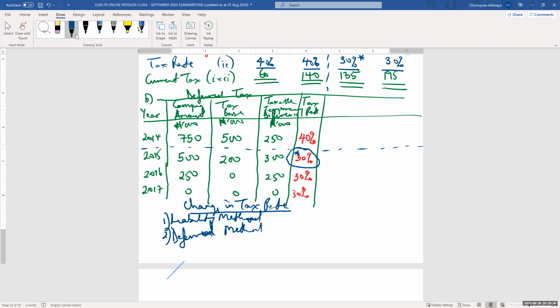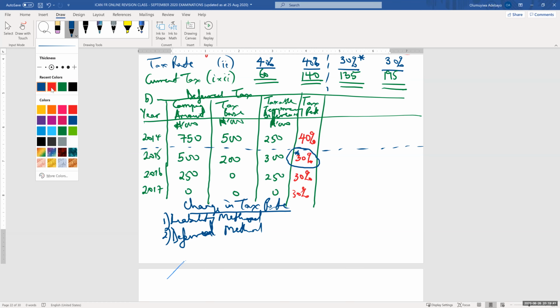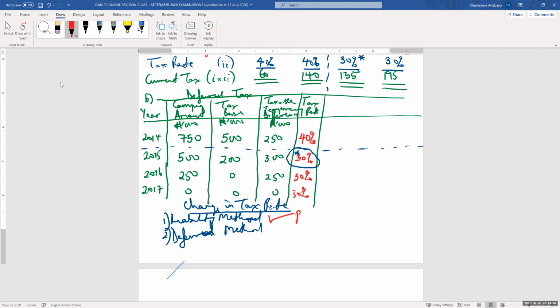But in line with the provision of IAS 12, only the liability method is permitted, while the deferral method is not permitted. It's not allowed. Okay, which means you must take note of that. The liability method is what we use. And what does the liability method say? It says you have to capture the effect of changes in tax rates in the period in which the information is made available.